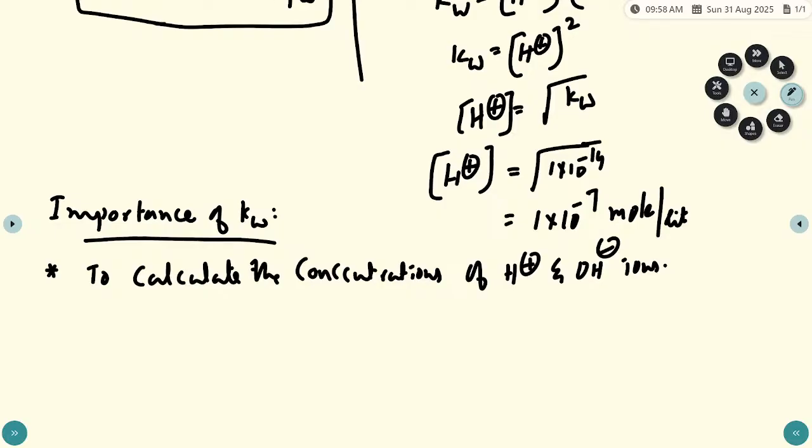10 to the power of minus 7. So if multiplied with each other, 10 to the power of minus 7 times 10 to the power of minus 7 gives 10 to the power of minus 14 moles per liter square.